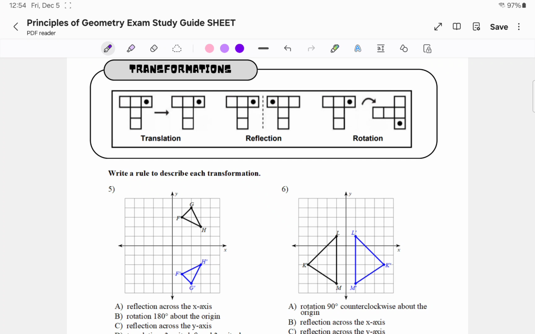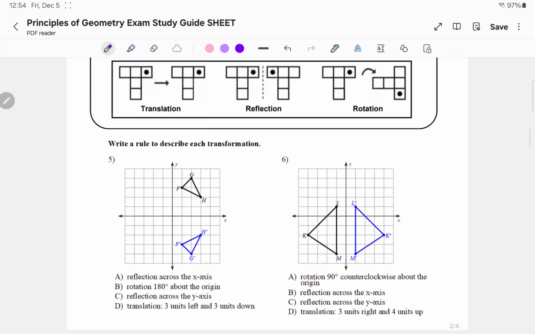All right, so for number 5 and number 6, we're writing a rule to describe the transformation. If you look at the box here, a translation means you're just going to move it, you're sliding it. A reflection means you're flipping it over a line, and a rotation means you are turning it around a point. So for number 5, it looks like this reflection here in the middle. And where are we reflecting it over? Where would our mirror be?